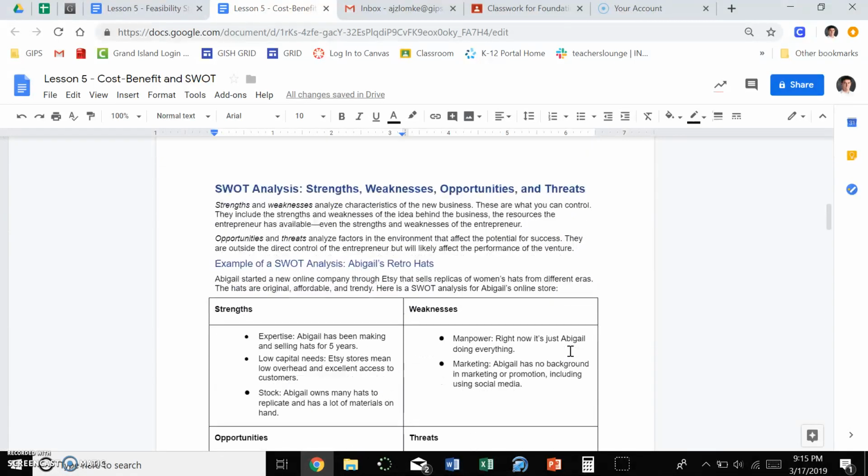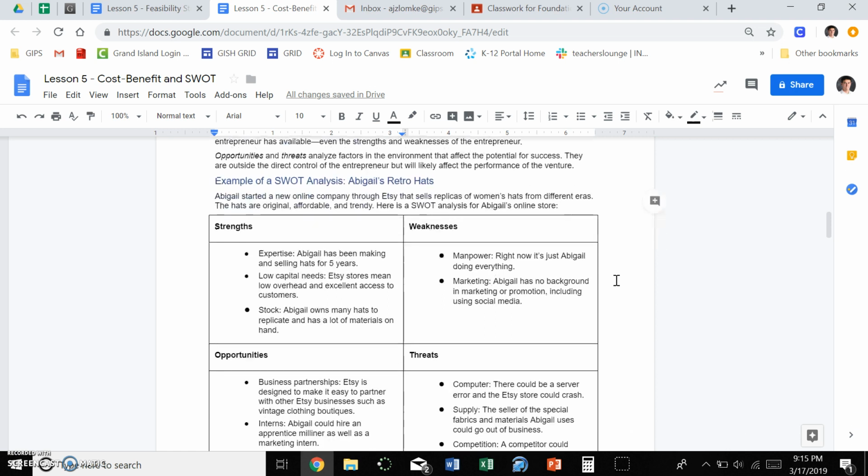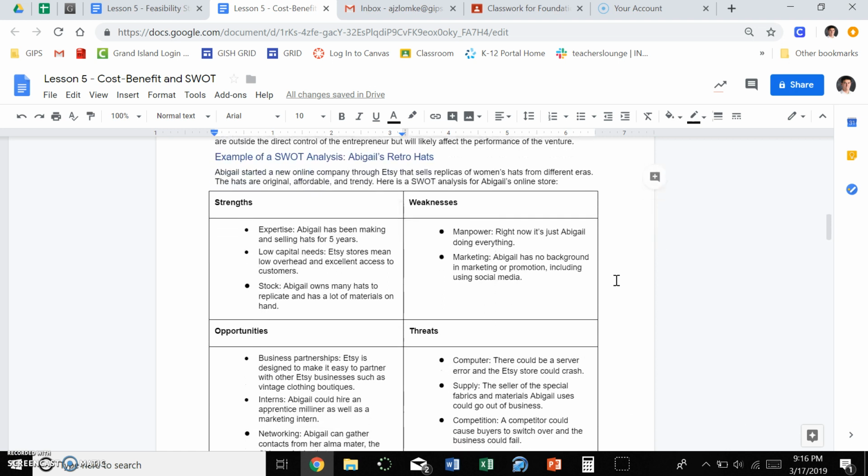The second part you're going to do is the SWOT analysis, and what that stands for is strengths, weaknesses, opportunities, and threats. This is a way for you to sit down and think: what is my business really good at? What are my owners really good at? What things are we bad at? What opportunities do we have, and what threats are out there that might cause us to fail as a business?